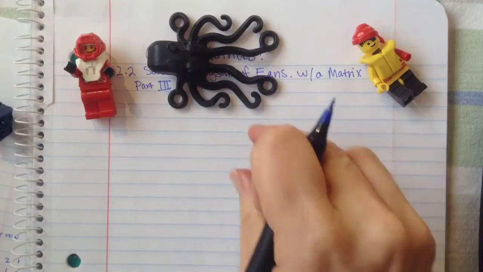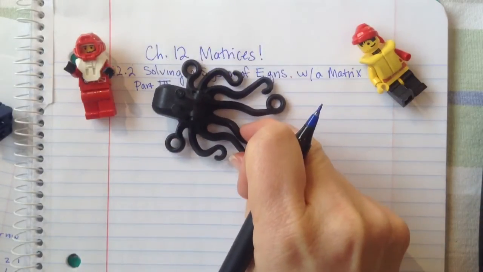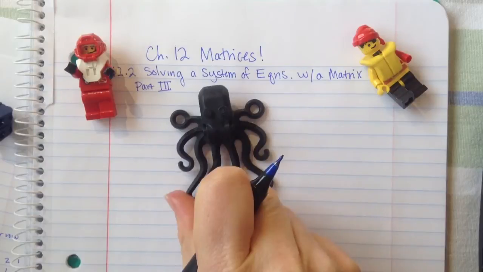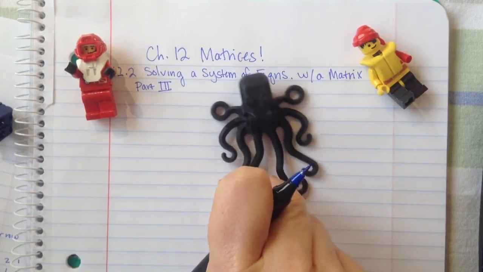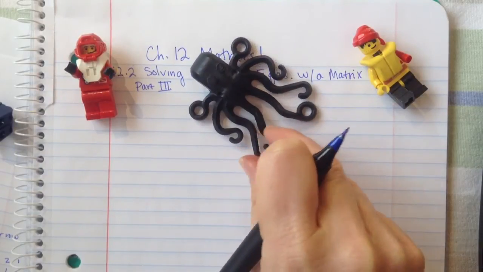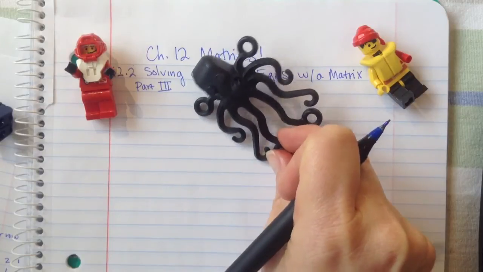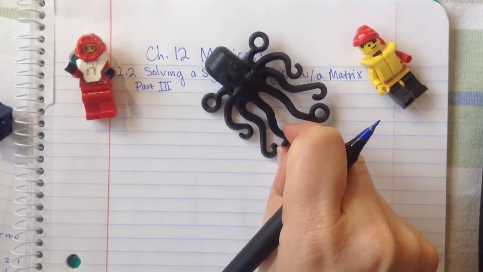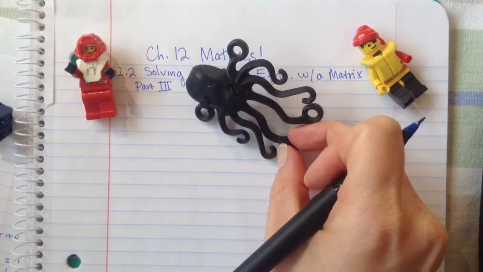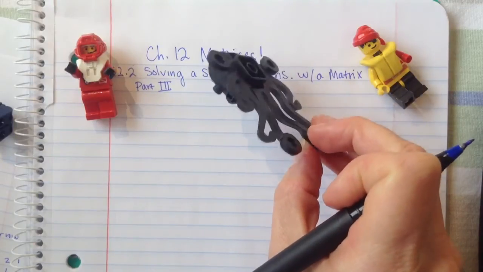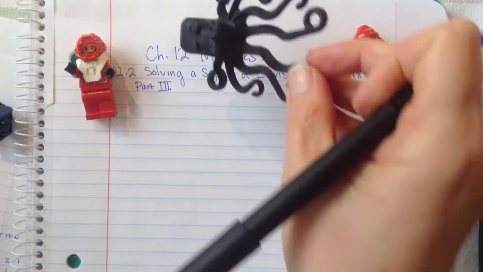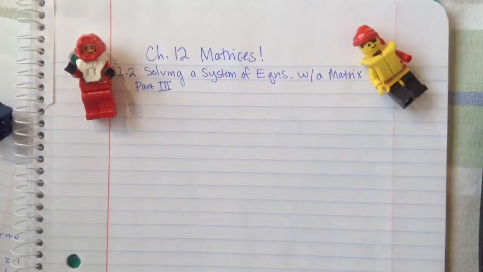All right, we're on to part 3 of chapter 12, section 2, matrices, solving a system of equations with a matrix. In part 1, we talked about how to make a system of equations into a matrix. And in part 2, we talked about how we could get it into a magical form called row-reduced echelon form that then we could write a new system that's a little bit easier to solve.